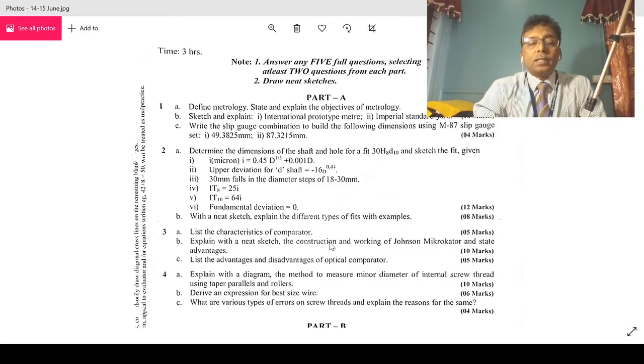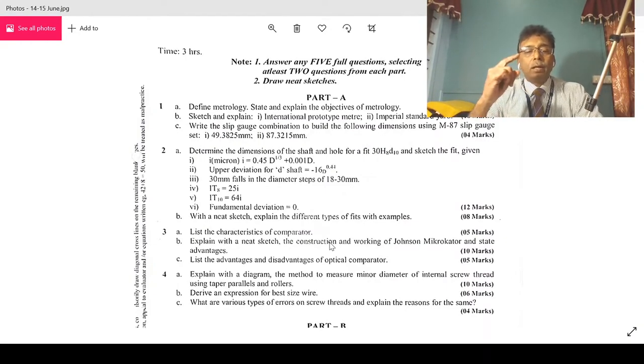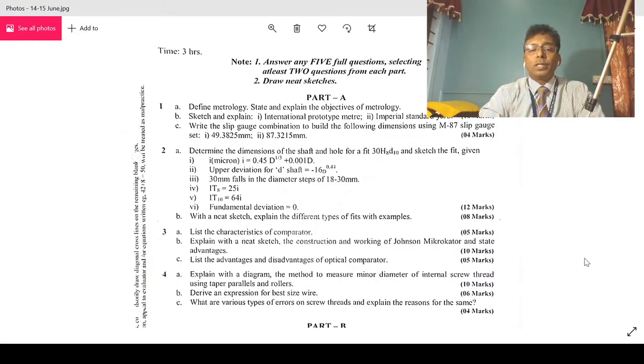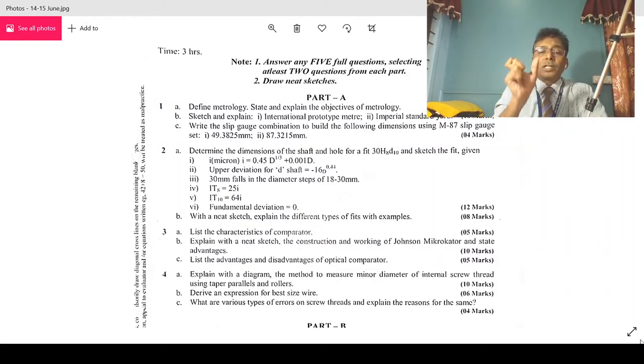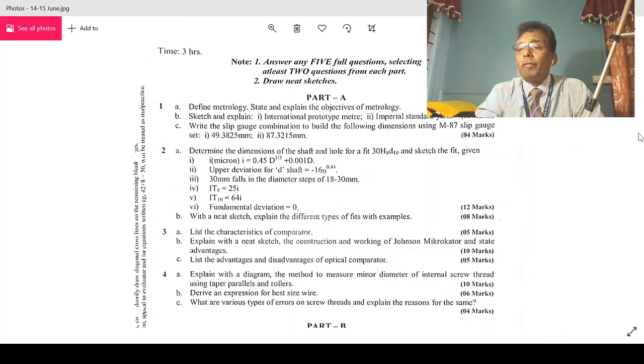See, this is an M112 example. Build a 58.975 using the M112 set. Always start from the last decimal place, then take subsequent decimal places. Use the largest possible block in each step. Before that, we need to understand what the various slip gauge boxes available are. Now, the set given here is M87, right?